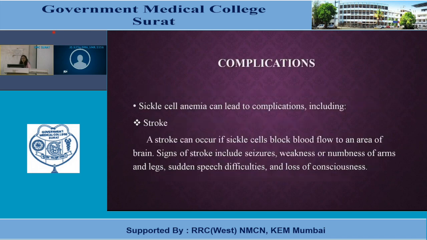Now complications. We have seen the symptoms, where we were worried about the pain, fever, and other crises. Now complications. Sickle cell anemia can lead to complications, including first, stroke, which is a very important complication. A stroke can occur if sickle cells block blood flow to an area of the brain. Signs of stroke include seizures, weakness or numbness of the arms and legs, sudden speech difficulties, loss of consciousness or a vision problem. Okay.